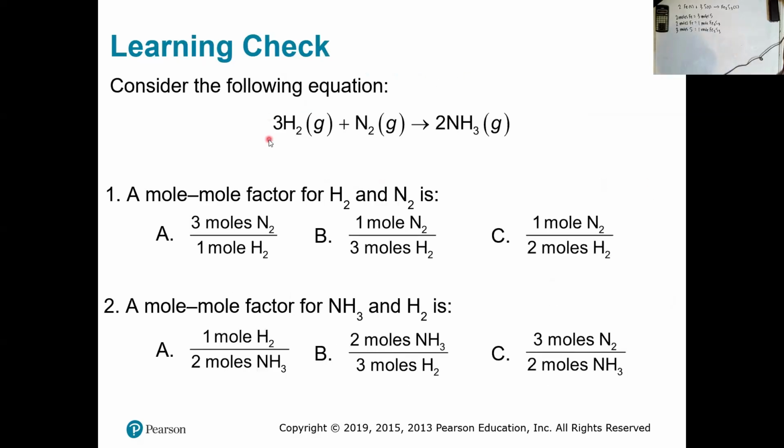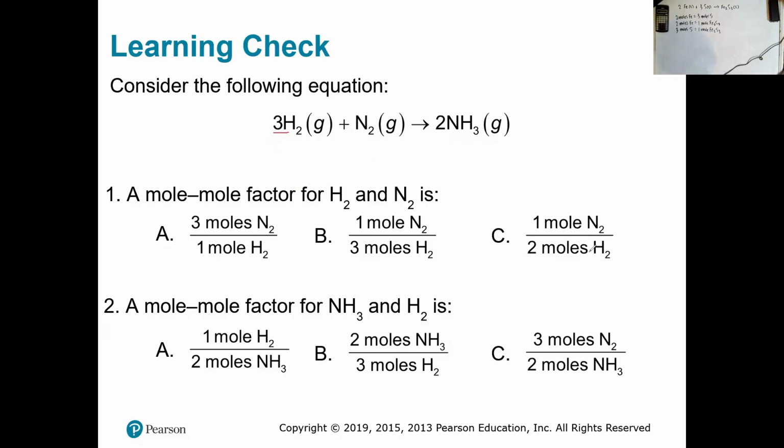So if we're looking at this balanced equation, 3 hydrogen plus 1 nitrogen produces 2 NH3. A mole to mole factor between hydrogen and nitrogen is going to be 3 to 1. Okay. Specifically, 3 hydrogens and 1 nitrogen.